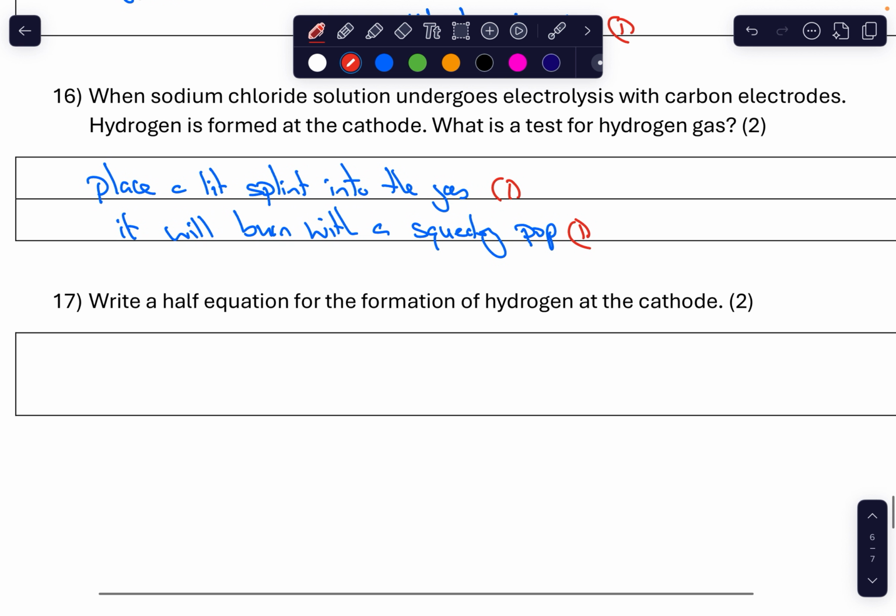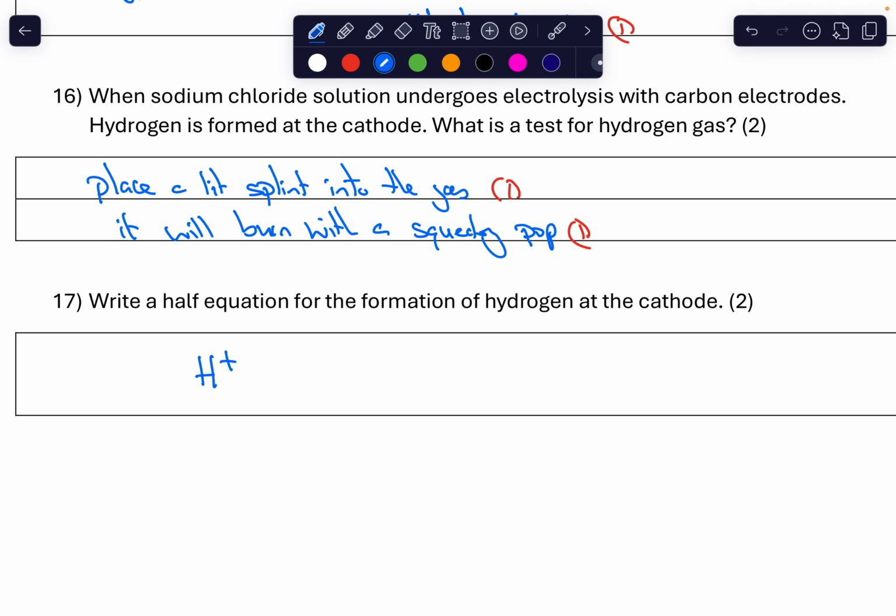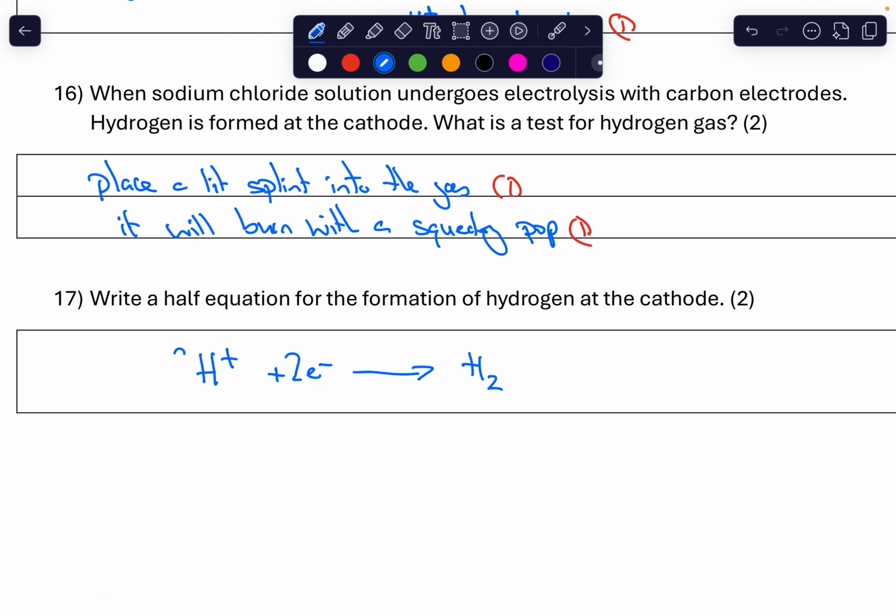And then the last one, write a half equation for what happens to hydrogen ions. So hydrogen ions are positive, and what we're trying to turn it into is just hydrogen. So what I'm going to do is add an electron to that to make hydrogen. Then remember, hydrogen is diatomic, so it's going to be H2. Therefore, I need 2 electrons and I need 2 hydrogen ions. 2 marks, 1 mark for this side, 1 mark for that side, and your equation is balanced.